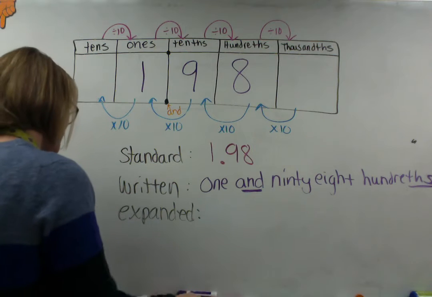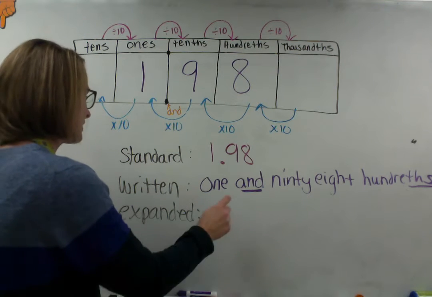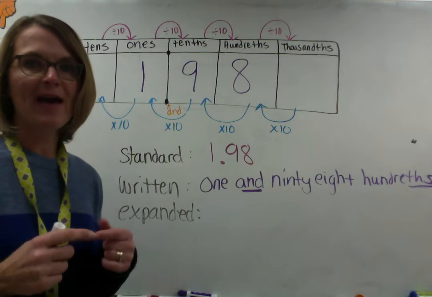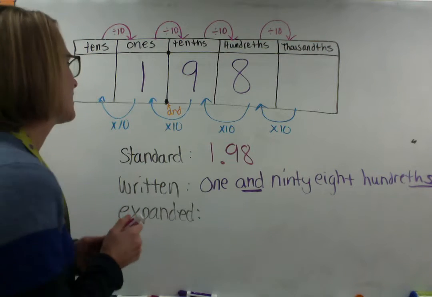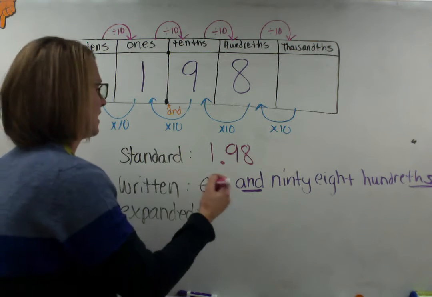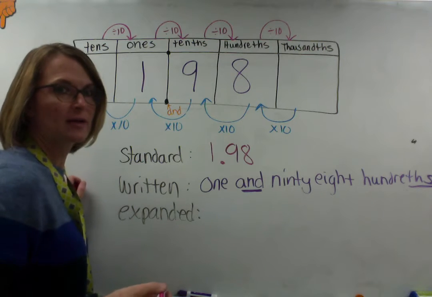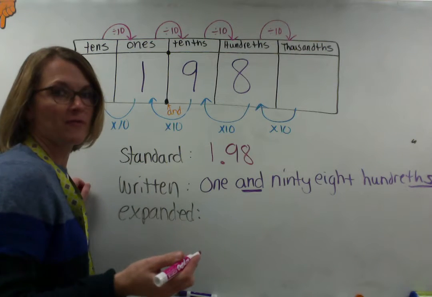Last but not least, we're going to come over here to our expanded form. The expanded form is when you write the value of each number, okay? So there's a couple ways that we can write it. We have kind of the basic way, and then we have the 5th grade way. So we're going to focus a lot on the 5th grade way this year.